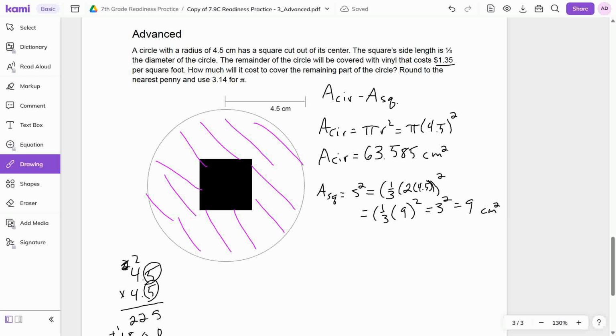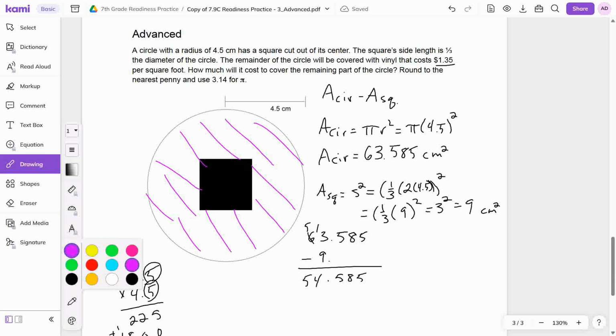So then let's just subtract the 9. We've got 63.585, and we're going to subtract 9 from that. Make sure we put that lined up with the decimal. And then that's going to be 54.585. Now, I'm going to go ahead and put that in that box, so we can at least know that that's the area of the composite shape. But we're not done yet.